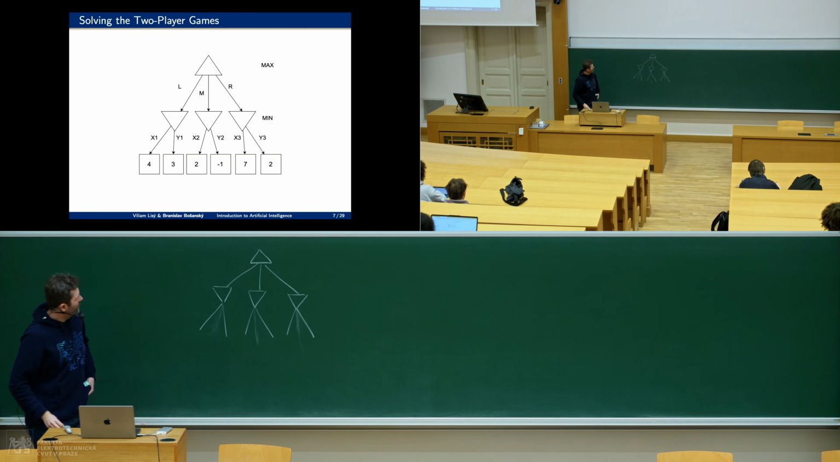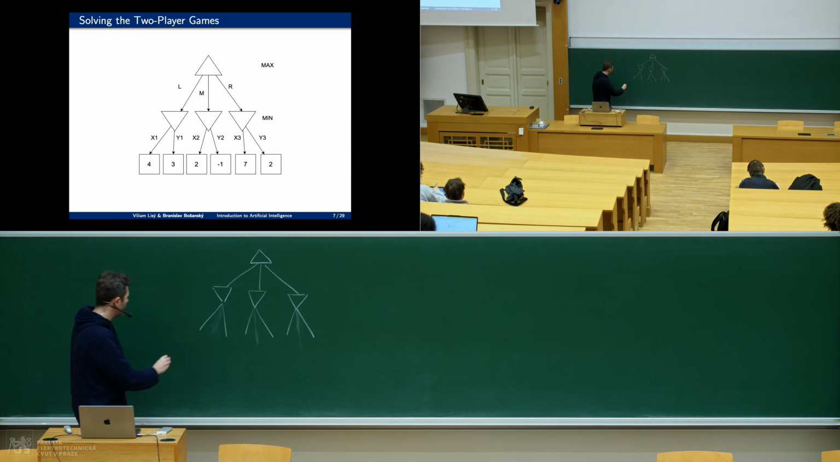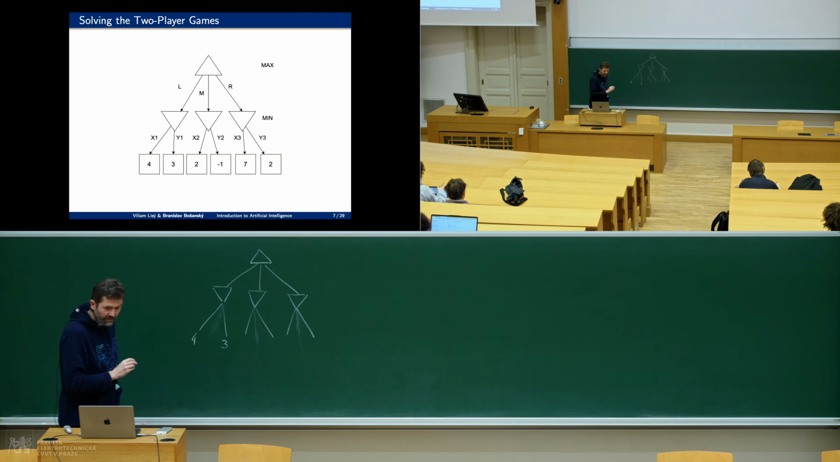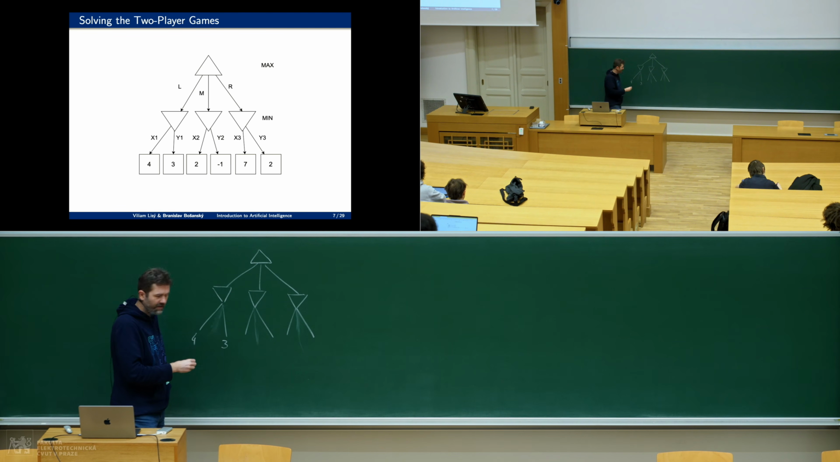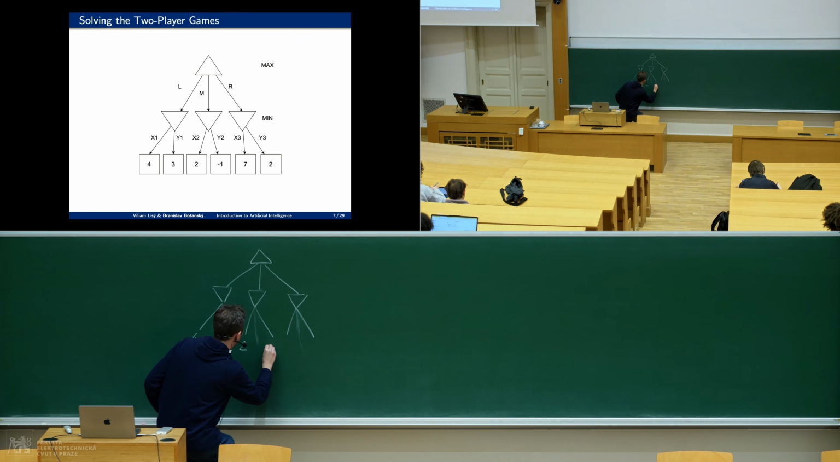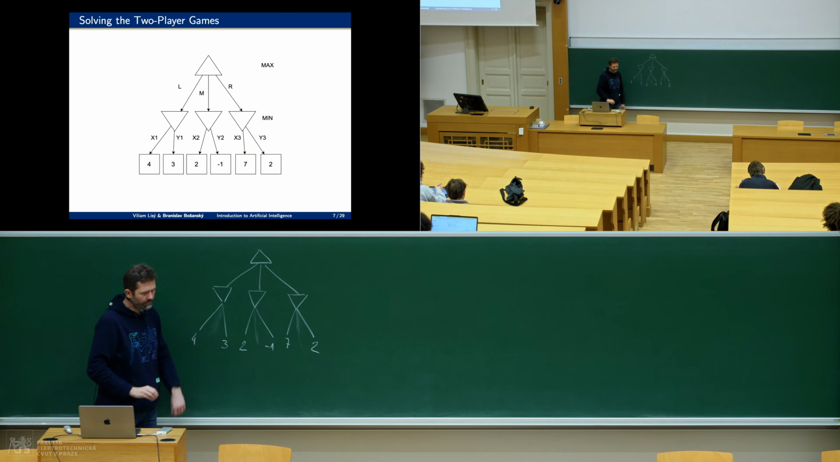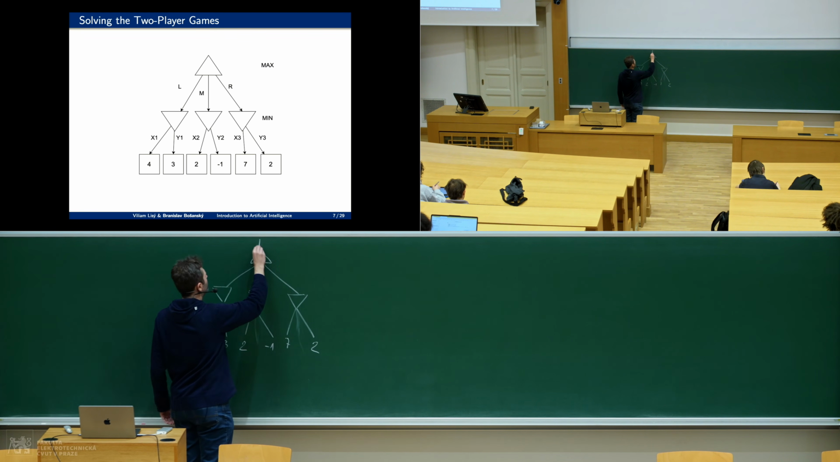Okay, so we have this very, very simple game with 2 players. Every player has just one action to choose, and then there is the end of the game. Okay, so first, this is the start of the game. This is the root of the game tree.